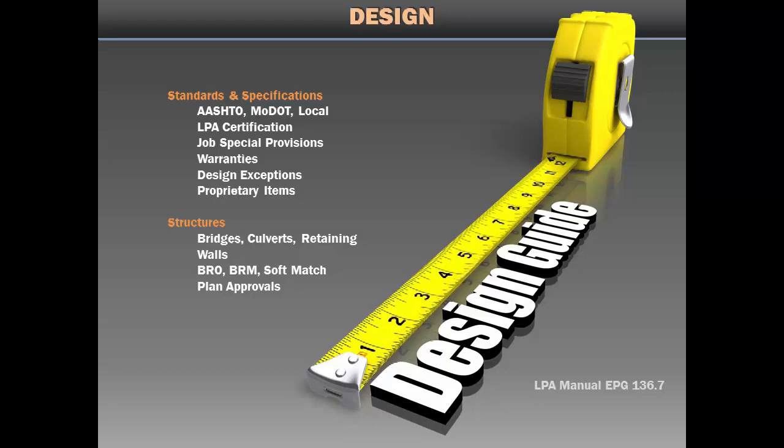Soft match credit balances are available upon request from your district contact. Soft match credit projects do not have to follow all federal rules. For example, Buy America and Work by a Local Force requirements are not required.